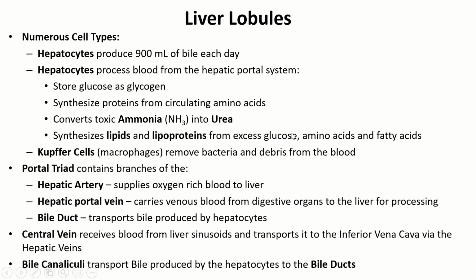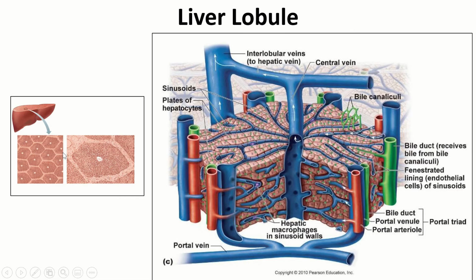Now, when you take a look at the structure of the lobule, you tend to see on the outsides what's known as a portal triad. And the portal triad itself is a collection of 3 vessels. Here you can see a hepatic artery. There we go. Right? You're going to see hepatic portal veins, and you'll see bile ducts. It's important to know the function of each one.